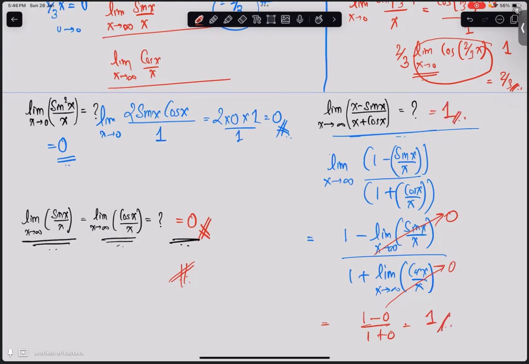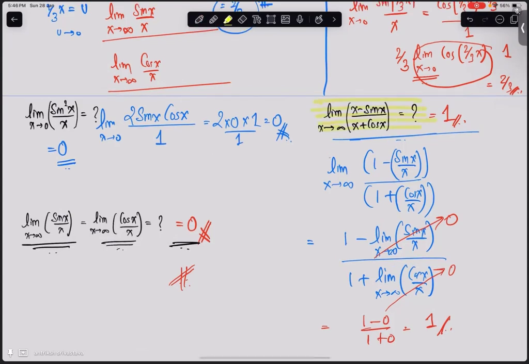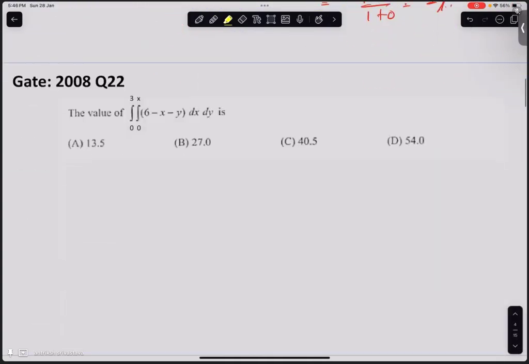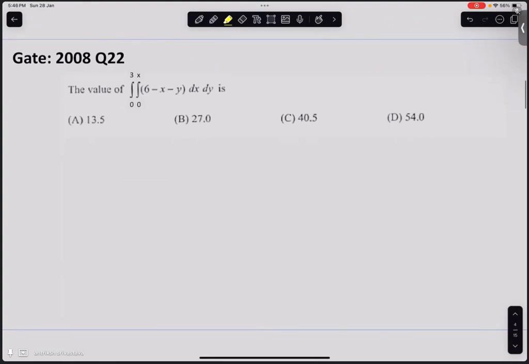Okay, so you see, you can try to use L'Hospital rule whenever you see a 0 by 0 or infinity by infinity kind of scenario, but it may not work always. So I wanted to show that using this problem, and in those cases you have to try to simplify the question first. Okay, all right. Let's come to the next question.